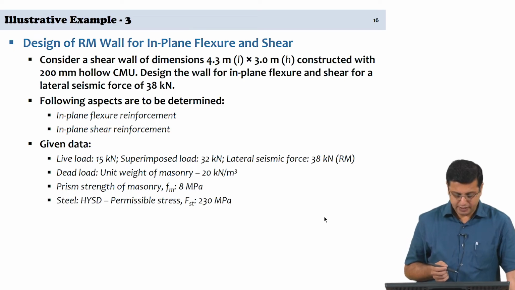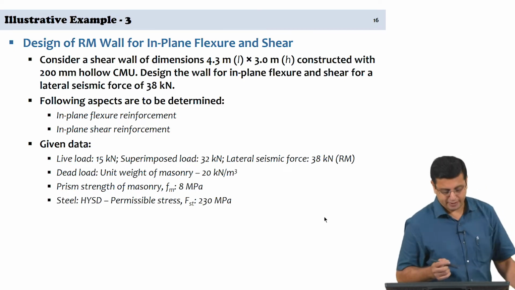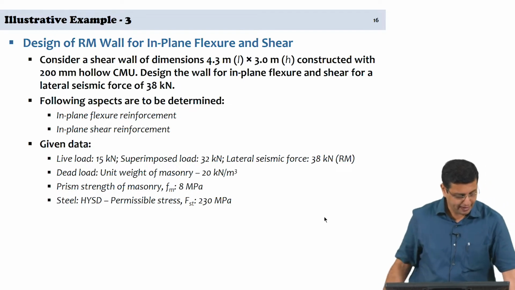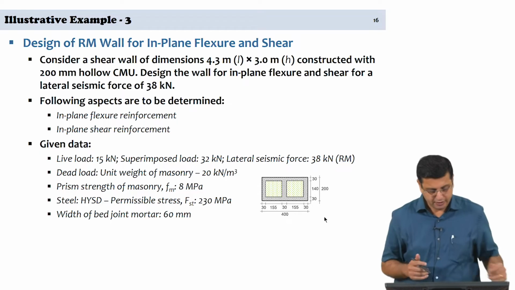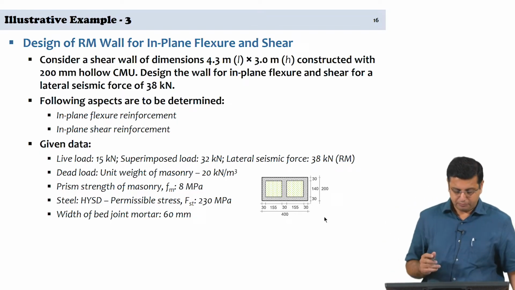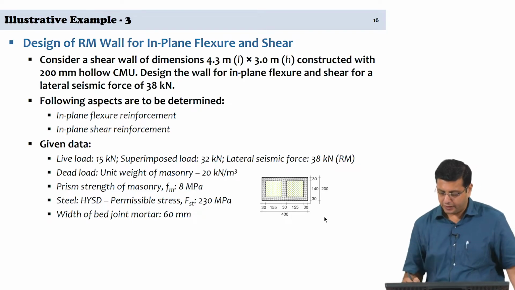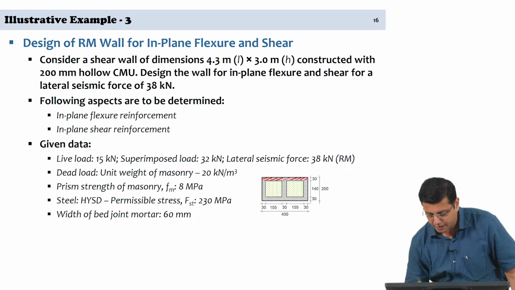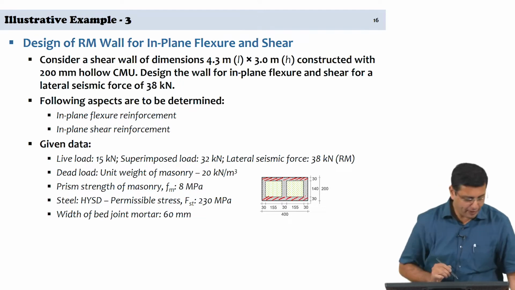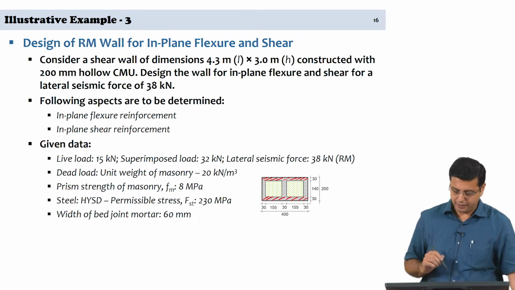The permissible stress for steel, considering HYSD bars, is 230 MPa, and for hollow block construction, the width of the bed joint mortar that we will be considering in our calculations is 60 mm. So, we are basically looking at 30 plus 30, which is the shaded portion that you can see on your slide. So, this is the width of the bedded mortar, 30 plus 30, that we are going to be considering in the calculations.